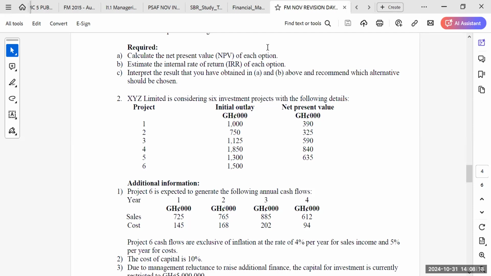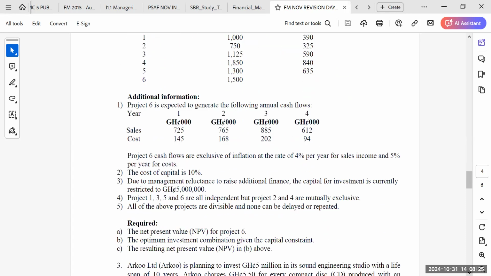Okay, so they can ask you a theory question on that particular one. But if we are capital rationed, if you are facing the problem of capital rationing, how do we select the project? It depends on how these projects are going to be behaving.